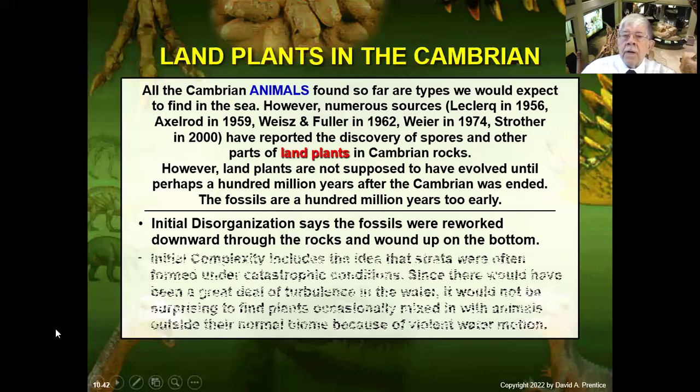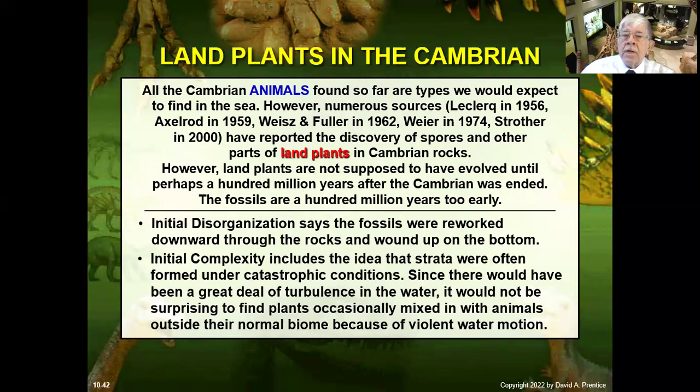How about land plants? According to evolution, land plants did not evolve for billions and billions of years. Well, all of the Cambrian animals that we found so far are types we'd expect to find in the sea. But there have been a number of sources that have reported the discovery of spores and other parts of land plants in Cambrian rocks. Land plants are not supposed to have evolved until perhaps 100 million years after the end of the Cambrian. The fossils we find of those plants are 100 million years too early.